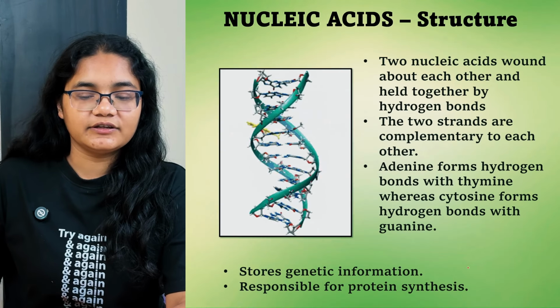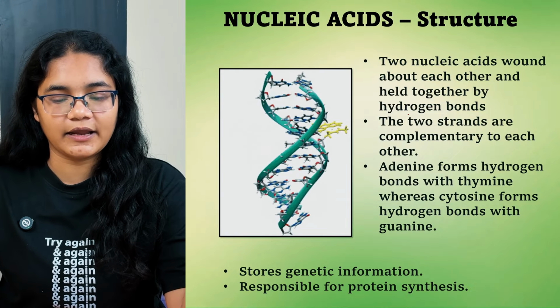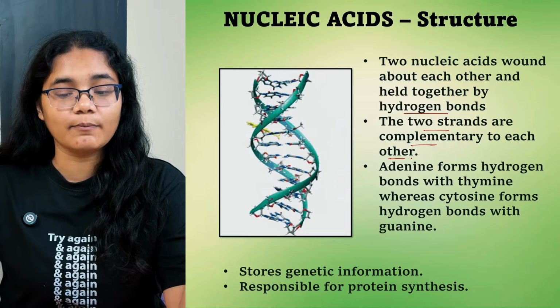Now, what is the structure of this nucleic acid? In DNA, two nucleic acid strands coil around each other and are held together by hydrogen bonds, and the two strands are complementary to each other.